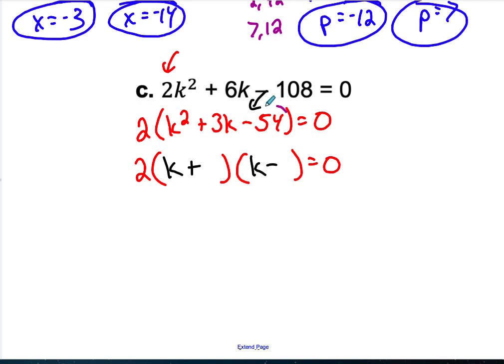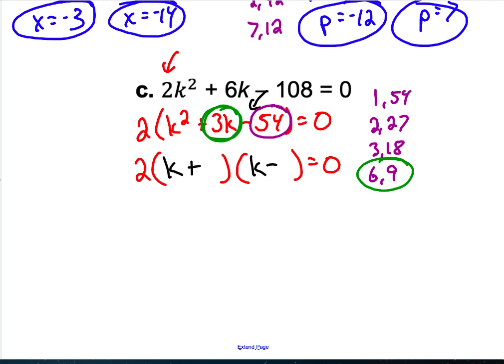I want two numbers that multiply to give me 54. So I could have 1 and 54, 2 and 27. We could do 3 and 18. Let's see, what else can we do? We can do 6 and 9. So I need a combination of numbers that multiply to give me 54, but have a difference of 3, because they're going to get subtracted. One's going to be positive, one's going to be negative. Well, 6 and 9 are the ones that are going to give me a 3 for a difference.